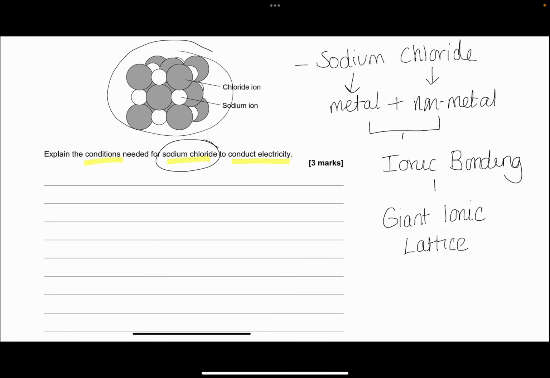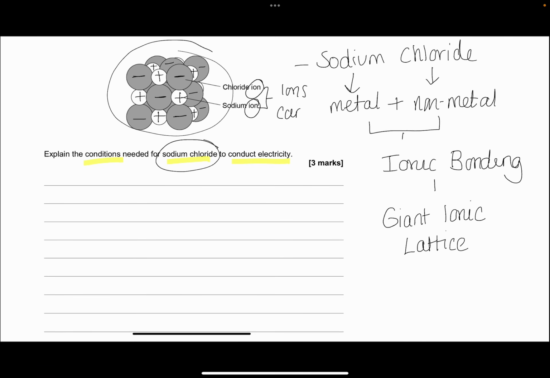This is what a giant ionic lattice looks like. Now, all of these chloride ions are negative. All of these sodium ions are positive. Whenever you have pluses and minuses next to each other, you have something called electrostatic attraction. That's very, very strong. Now, in order for this substance to conduct electricity, ionic substances only conduct electricity when the ions can move.